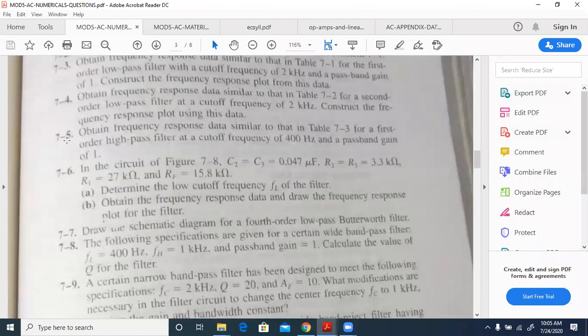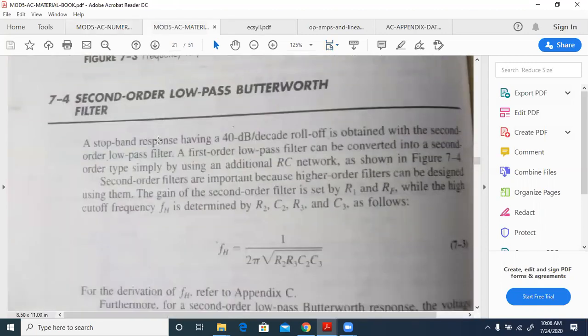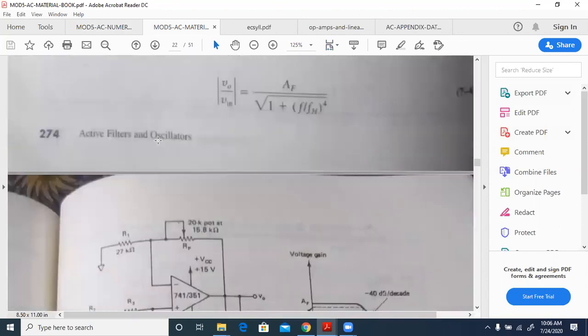Now let us go to the next one. Obtain the frequency response data similar to table 7.3 for the first order high pass filter at a cutoff frequency of 400 hertz. Oh, sorry, this is obtain the frequency response data for the second order low pass filter at cutoff frequency 2 kilohertz. It's not first order, I am wrong. I made a mistake. It is a second order low pass filter, so for the second order low pass filter this is the case we need to consider.